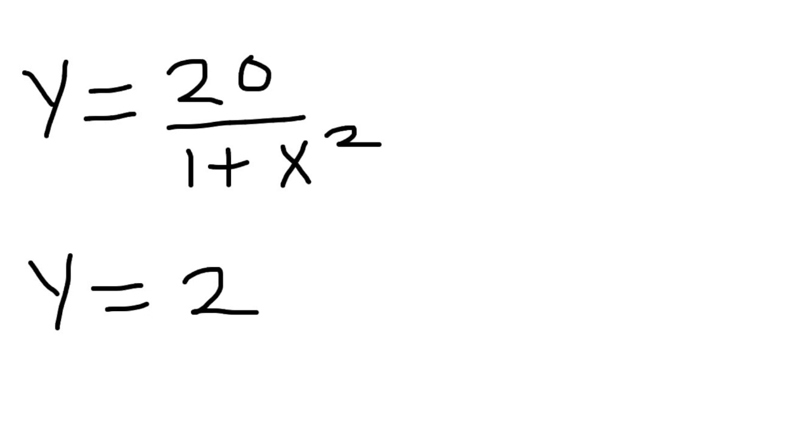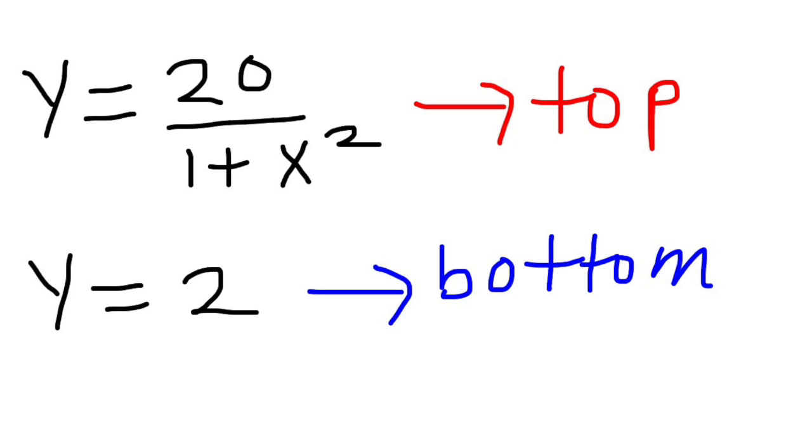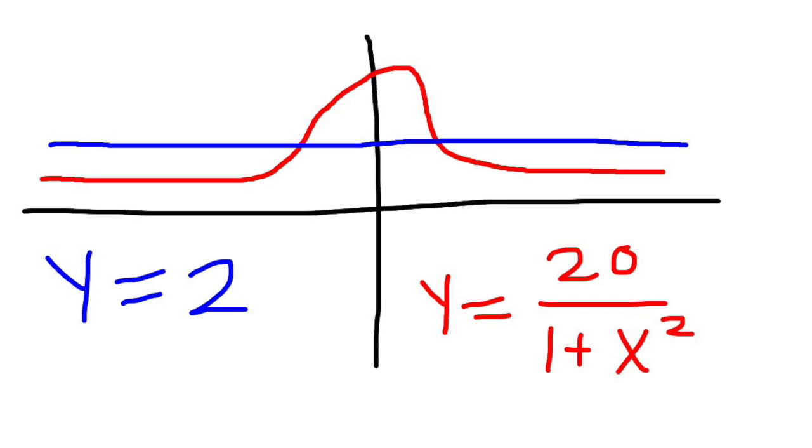So you have these two functions, y equals 20 divided by 1 plus x squared and y equals 2. And it tells you in the problem that y equals 20 divided by 1 plus x squared is the top function, and that y equals 2 is the bottom function. So if you were to graph these two functions, it would look something like this, with y equals 20 divided by 1 plus x squared as the top, and y equals 2 as the bottom one. And area R looks something like this. It's the area bounded between the two functions.